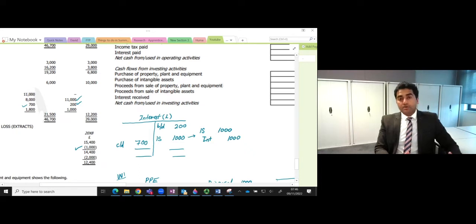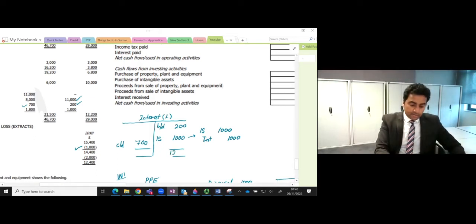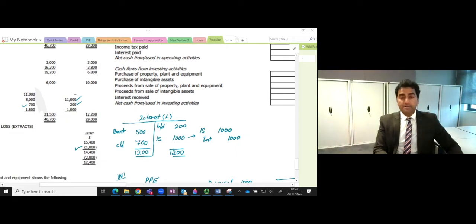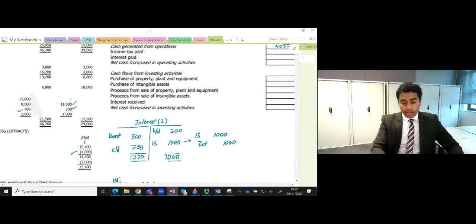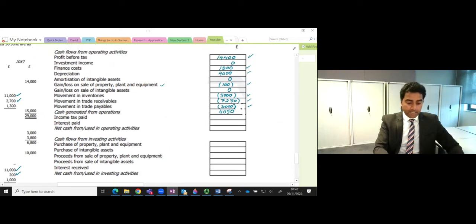Now I need to close this account and find out the balancing figure, and that balancing figure is the interest paid. So 1,200, which is the heavier side, the credit side is heavier. I will record 1,200 on this side and subtract 700 out of it, and the difference is 500. That is the amount of interest paid. £500 is the interest paid. And I'll quickly update my cash flow statement, and I'm going to write 500.